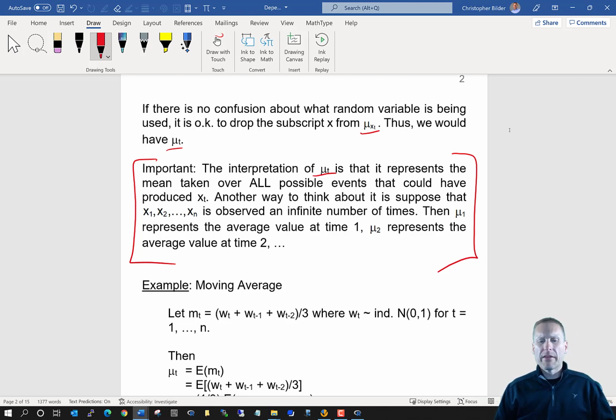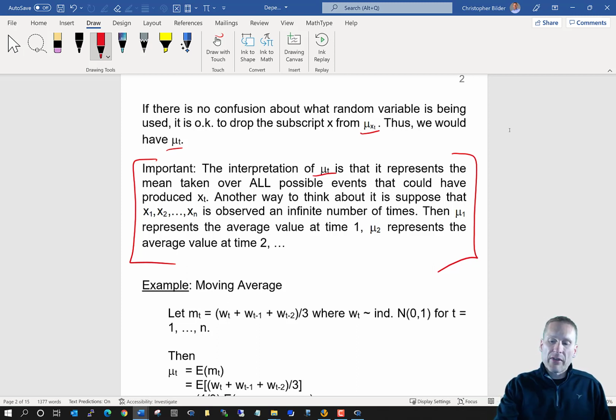That's one way to think about that. Another way to think about what mu sub t represents, and this wouldn't work for the OSU enrollment, but it would work in other settings, is that suppose x1 through xn, our time series, is observed an infinite number of times. You could imagine, maybe, some kind of manufacturing process where you could repeat observing a particular time series concerning that process. You could conceivably observe it many, many times.